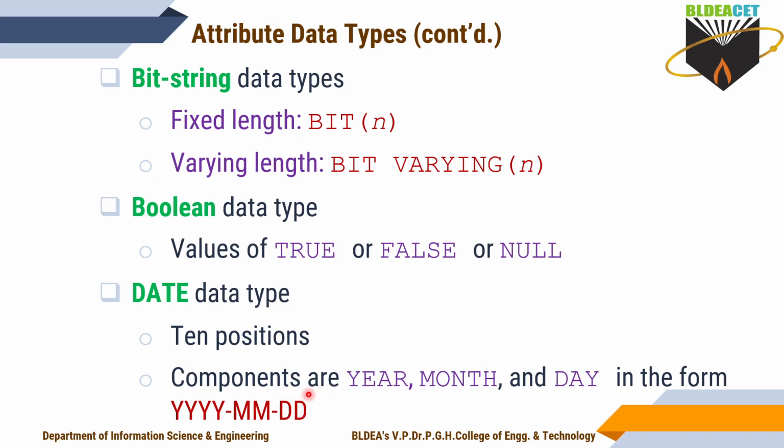What do the 10 positions contain? The first 4 tell the year, the second 2 tell the month, and the last 2 tell the day. So this is the date data type. If you want the attribute in date form, you go with date. If you want boolean, you take the data type as boolean. If it is in the form of a bit string, you take bit string as the data type.